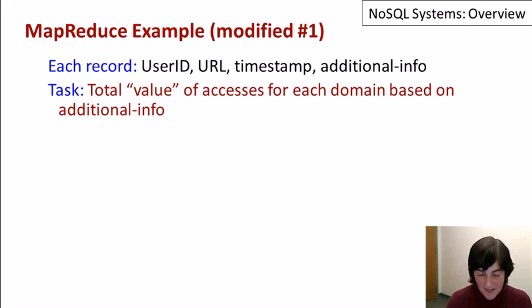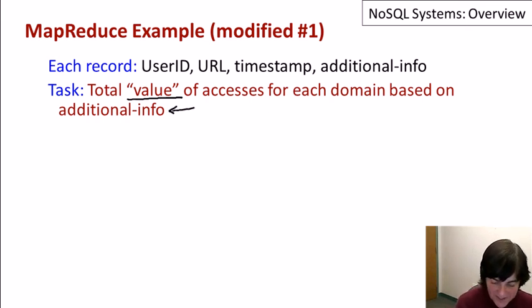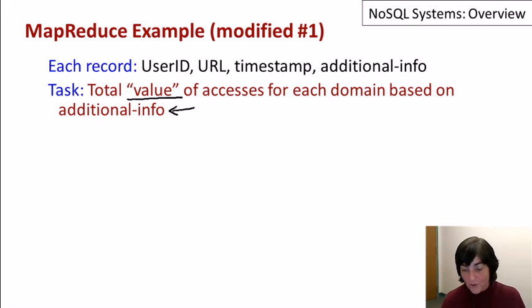We'll take the same data, but instead of just counting how many accesses we have to each domain, let's compute some total value of the accesses for each domain. And we might do that based on something that we see in the additional information. For example, how valuable the user is, whether the user went off and bought something, something like that. So let's modify our map and reduce functions for this slightly enhanced problem.